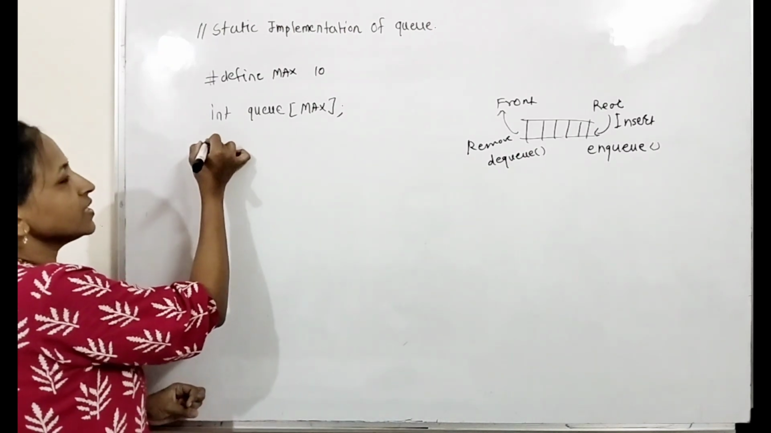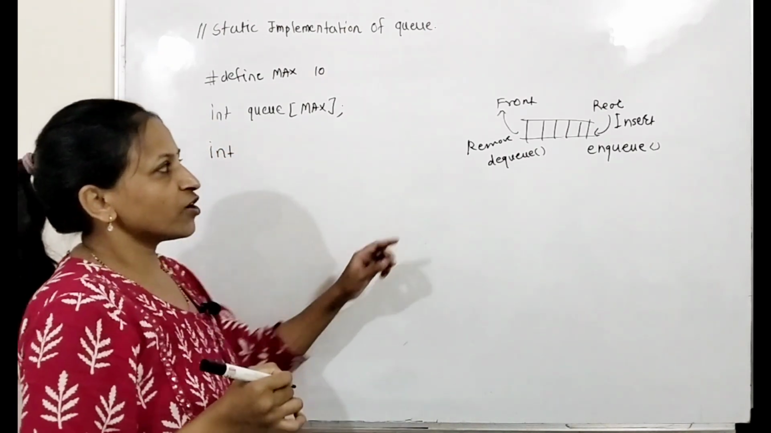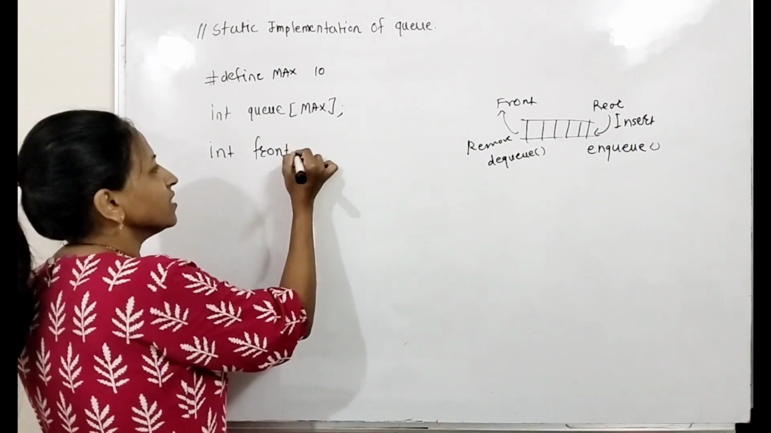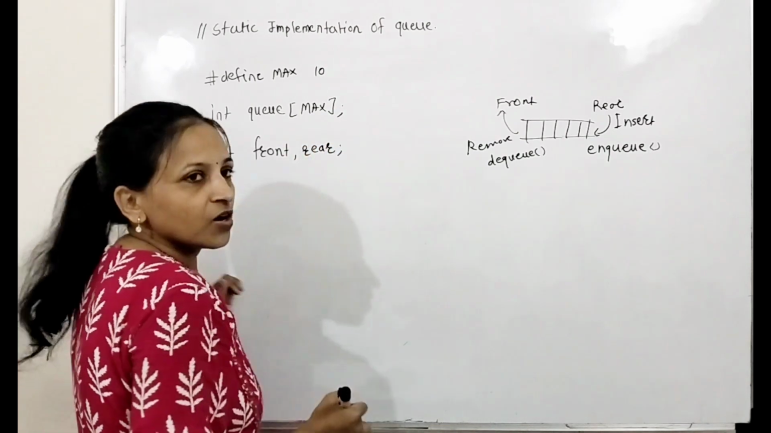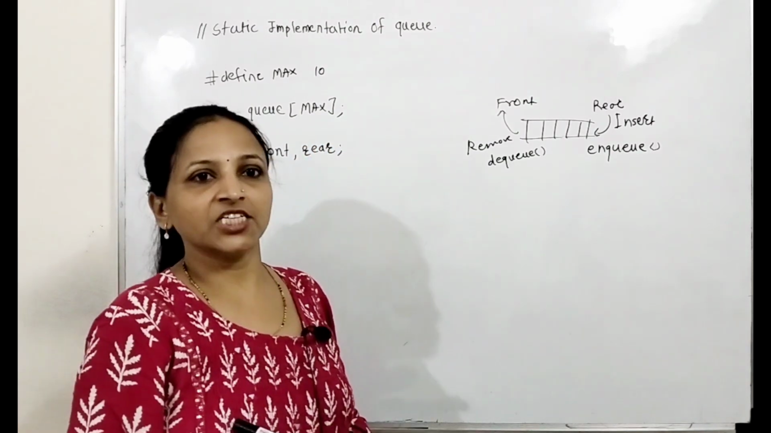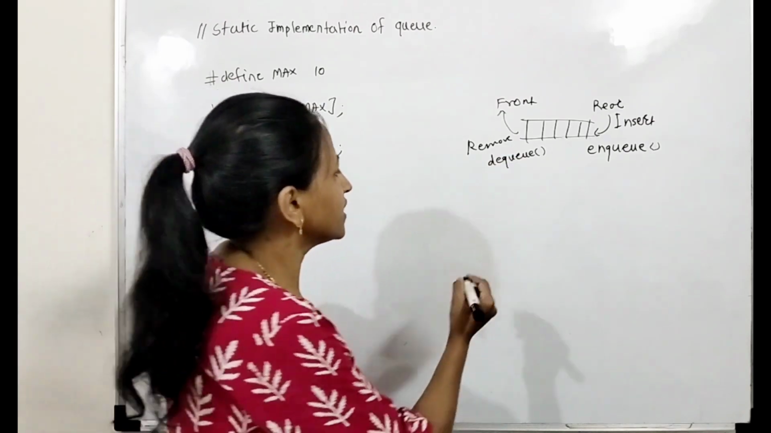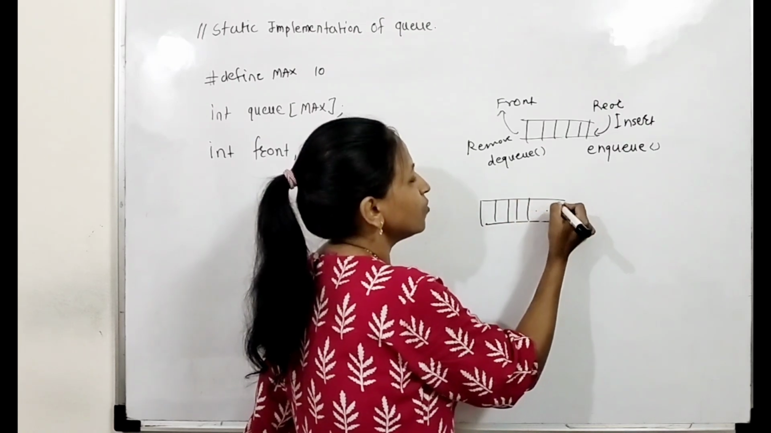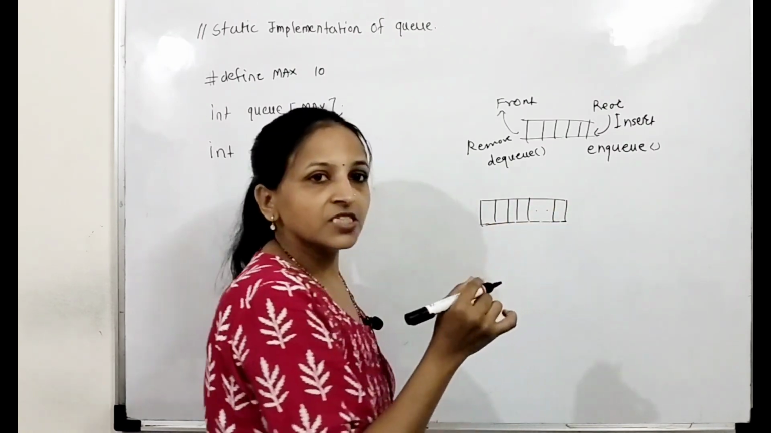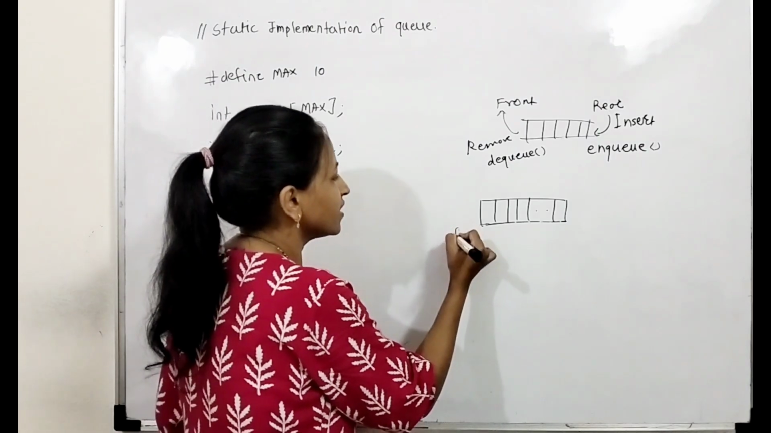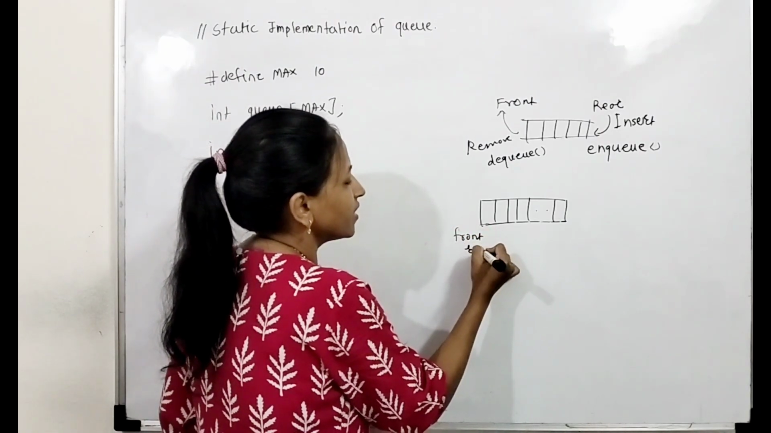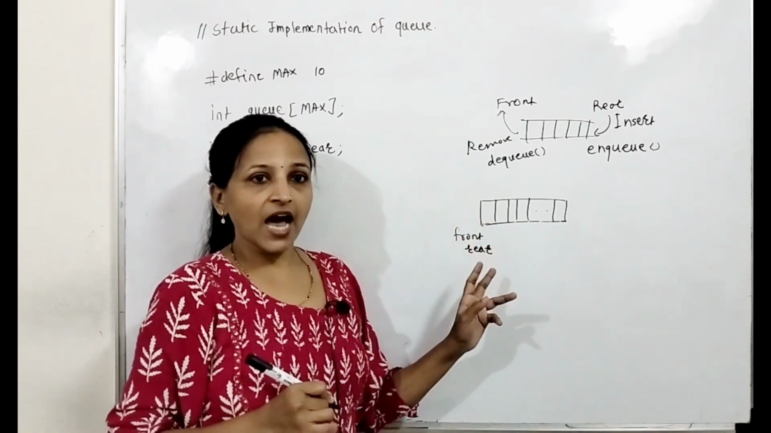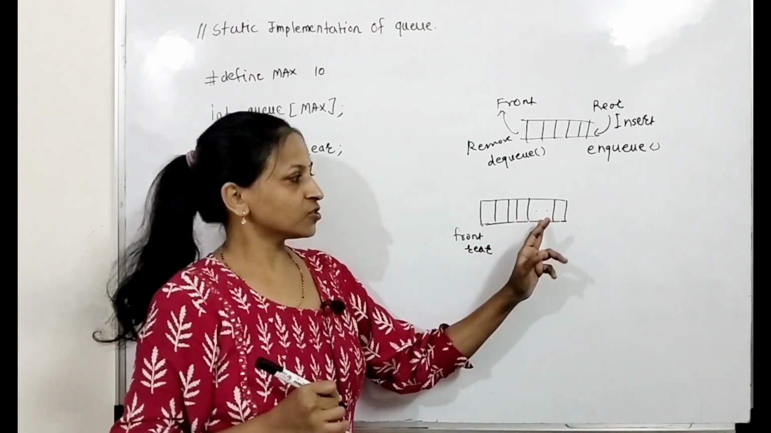Now the next thing is, we have to declare two ends. For that we will declare two variables, front and rear. Both should be -1 initially. Why? Because, consider this one is an array of size 10, 1, 2, 3, 4 up to 10. This front variable will always hold the index of the front element and the rear variable will always hold the index of the rear element.